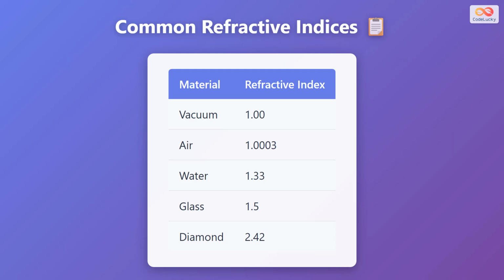Let's look at some common refractive indices to get a sense of how different materials affect light. Vacuum has a refractive index of exactly 1.00. Air is very close at 1.0003, which is why we often treat air and vacuum as similar. Water has a refractive index of 1.33, meaning light travels about 1.33 times slower in water than in vacuum. Glass typically has a refractive index of 1.5, and diamond has an impressively high refractive index of 2.42, which is why diamonds sparkle so brilliantly.